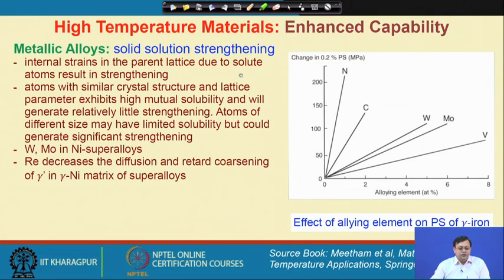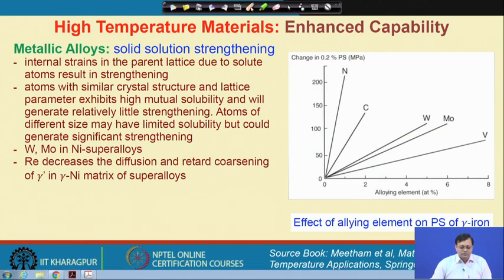Let us first start with the metallic alloys in terms of solid solution strengthening. If we add a solute atom, it causes strengthening. There is no doubt, this is from a very basic understanding of physical metallurgy that we have learned. However, the internal strain plays the crucial role in the parent lattice due to the presence of the solute atom that causes the strengthening.